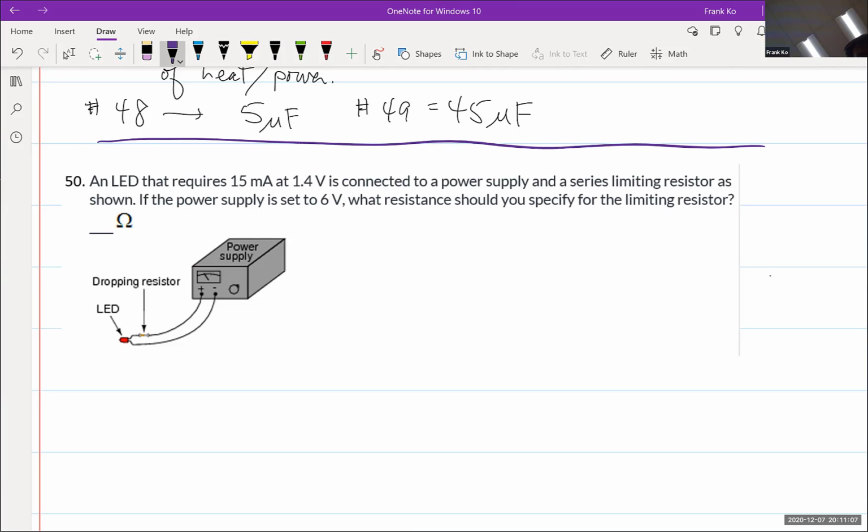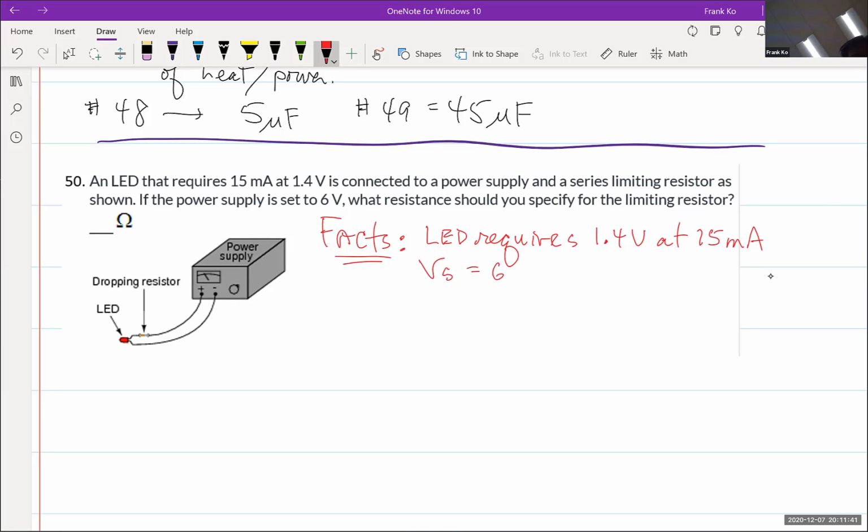What are the facts? I think you should start with the facts. What are you given? The supply power minus the required voltage. So LED requires 2 things. LED is like a load on a voltage divider. What does it require? It requires 1.4 volts at 15 milliamps. So that is given. What else is given? Voltage source. Yeah, voltage source is equal to 6 volts. Anything else given? Okay, no other numbers are given. So where would you start this particular exercise?